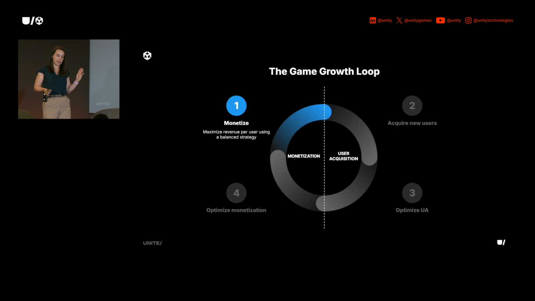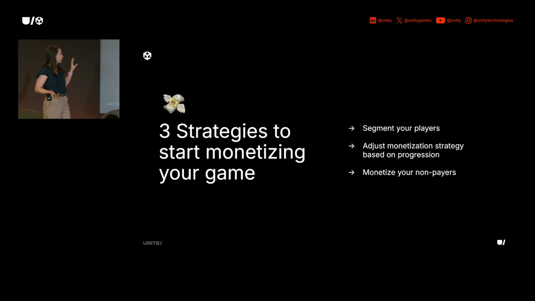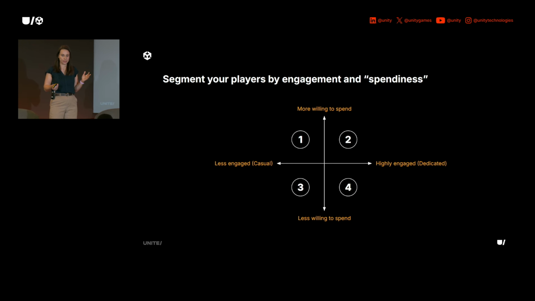So this is where we are. To help you get started, we think you should look into these three strategies. We're going to go over all of them, and we're going to start with probably the most important one, which is to segment your players, segment your audience. Not all players behave the same. Some of them are very casual, they drop in once in a while. Some of them are very engaged. Some of them spend, some of them don't.